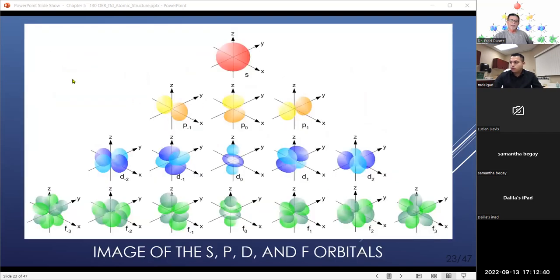But when we get into the d's, denoted by the blue color here, they get some wild looking shapes. This again is based on the mathematics of quantum mechanics, and you can see they get pretty wild looking.